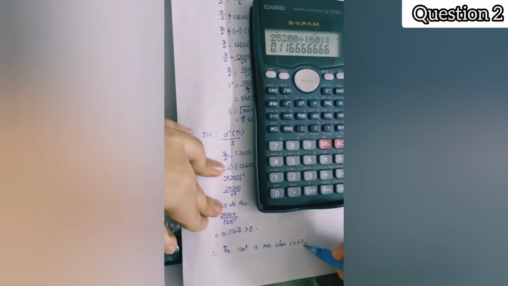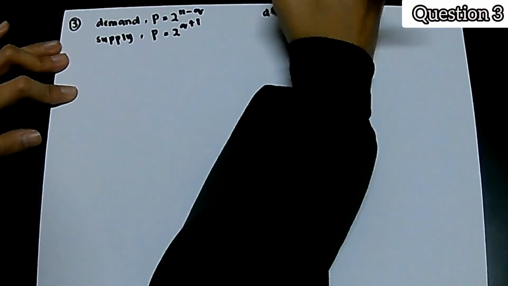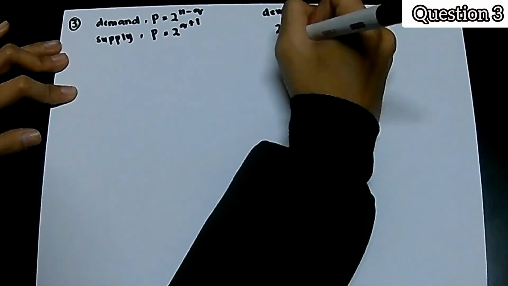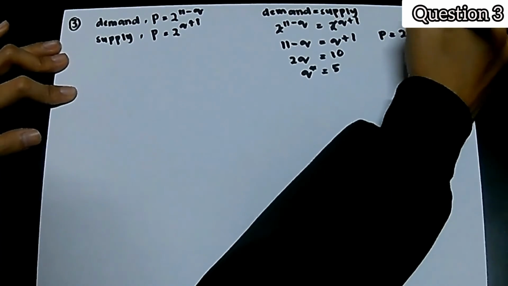That's all. Thank you. For question 3, we need to find the consumer surplus, but the question only gives the demand and supply functions. So we need to find the equilibrium price and equilibrium quantity. Equilibrium is reached when demand equals supply. Since both the base values are 2, it can be cancelled out. Solve the equation and we get the equilibrium quantity is 5 and the equilibrium price is 64.